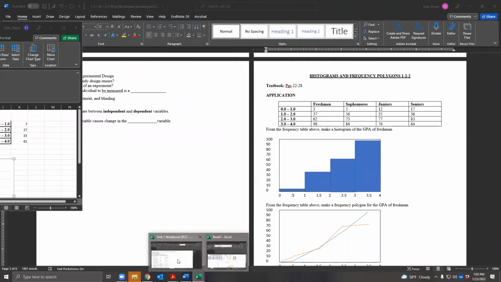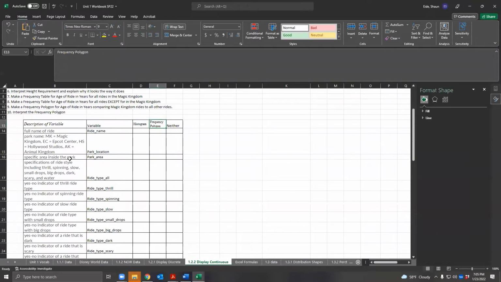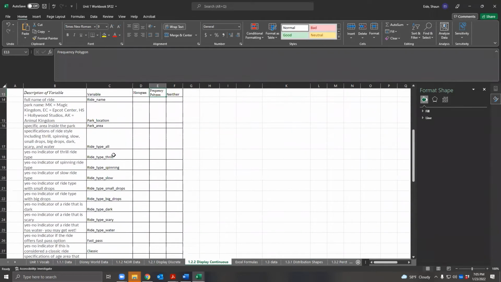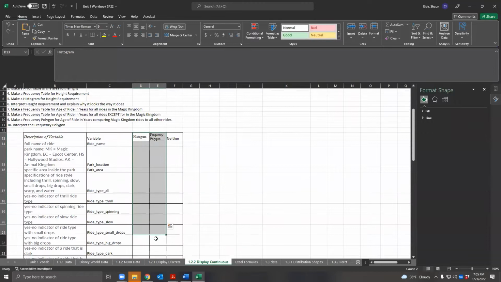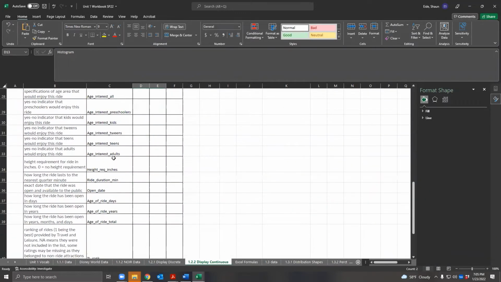During the Excel portion of this, let's go ahead and pull up unit one. So, displaying continuous data. Coming down here, full name of ride, park name, and so on. There really isn't much in here at the top where you need a histogram and frequency polygon. The reason why is because all of those are qualitative.